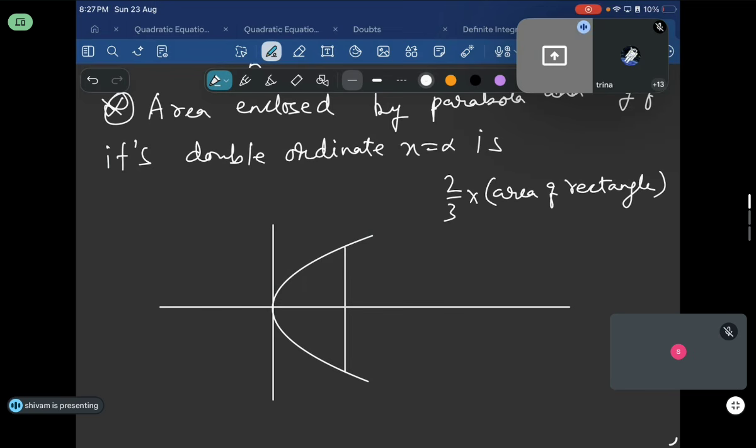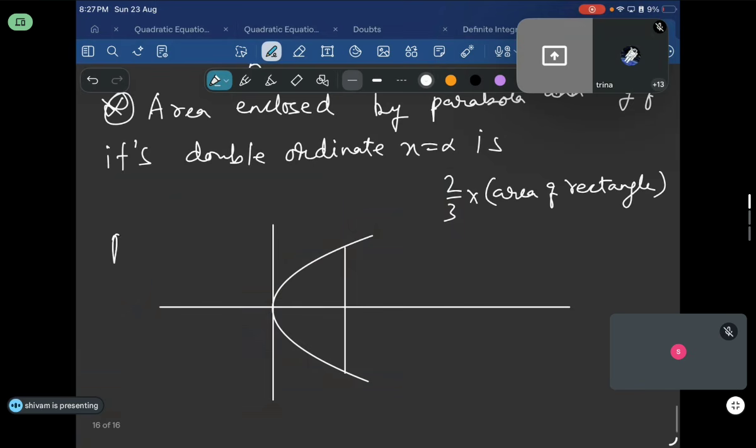So tell me what is latus rectum? I need the definition, nothing else. You have forgotten this one as well. Its length is 4a, I know that.